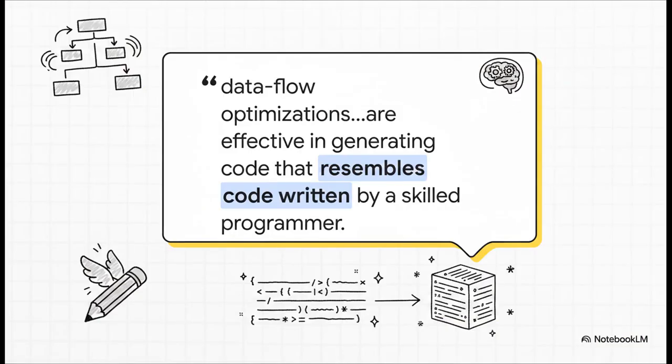The source material for this really puts it perfectly. It says that by analyzing this map, a compiler can do these things called data flow optimizations. And this process generates machine code that's so good, it actually resembles code written by a skilled programmer. I mean, think about that. It's like having an expert go through and hand-tune every single line for you to get the absolute best performance.